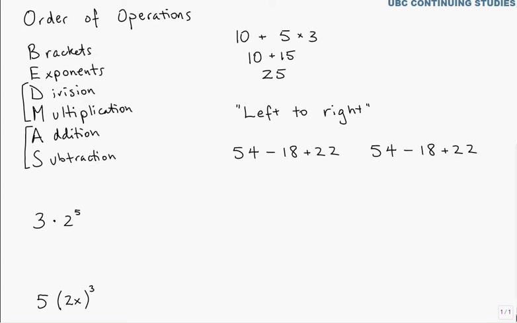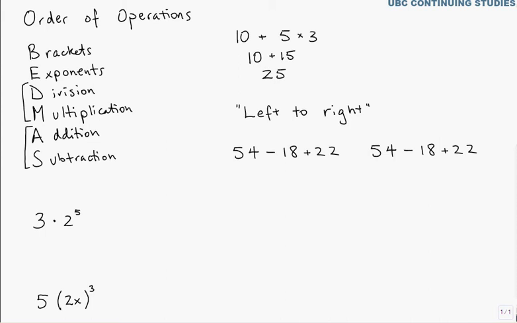If instead we did the addition first, we'd have 10 plus 5, which would be 15, times 3, which would be 45, and that would be incorrect. One thing that's often left out, though, is you have to perform operations from left to right when they are of equal precedence.